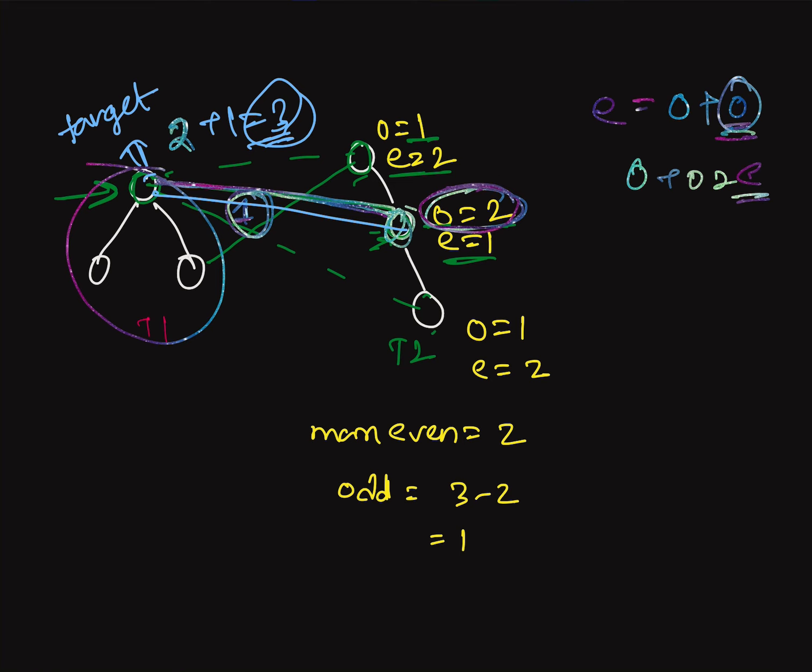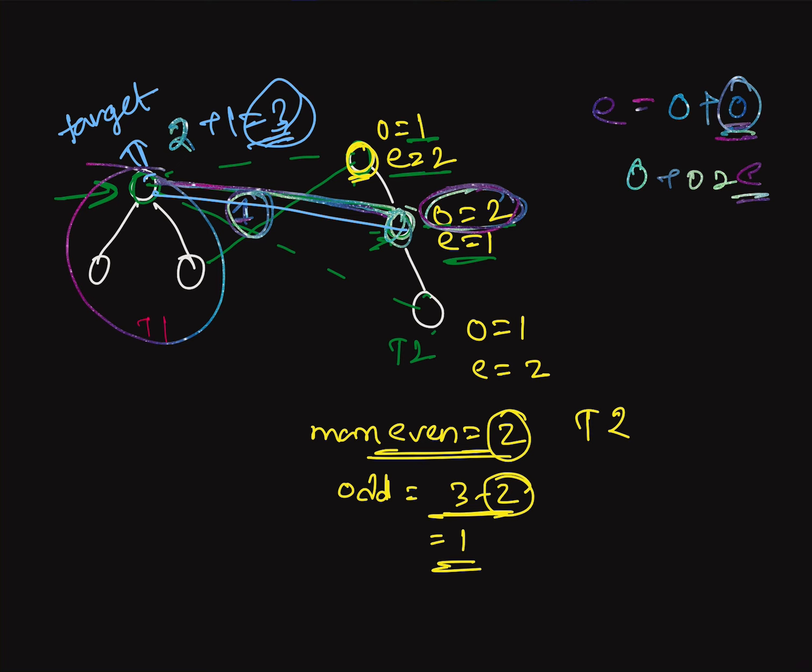First of all, find out the maximum number of even distance nodes from any node, suppose from this node. I find that the maximum number of even distance nodes is 2 from this node. Maximum number means the total number of nodes at an even distance from this starting node, for tree 2. Now the number of odd nodes will be the total number of nodes minus the total number of even distance nodes. So this will give us 1.